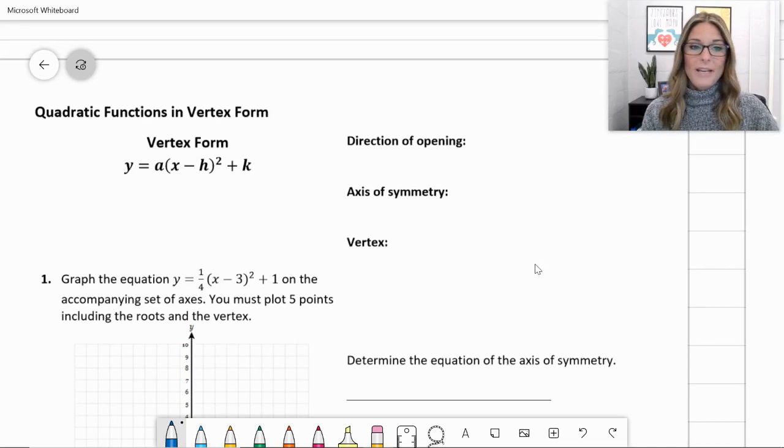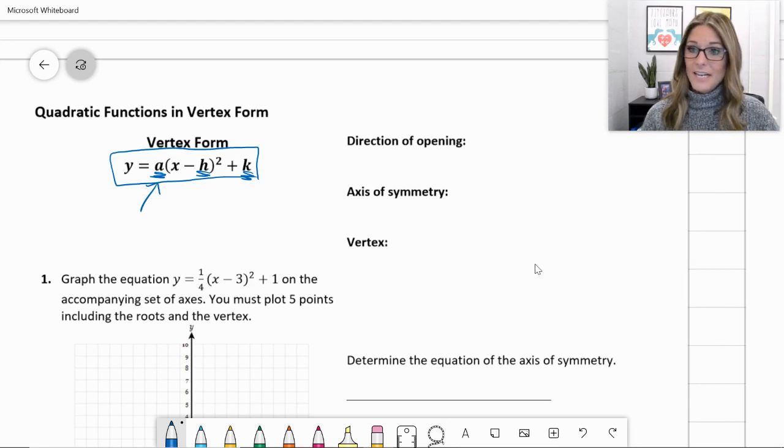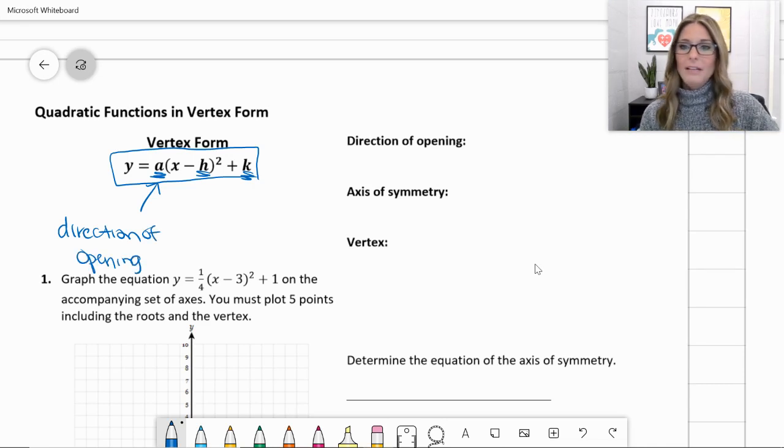So vertex form is y equals a times the quantity, so you have parentheses here, x minus h squared plus k. So again, a, h, and k will all be numbers. There'll be numbers in those places, and x and y will remain our variables. A does the same thing A did in standard form, and that tells you your direction of the opening of your parabola.